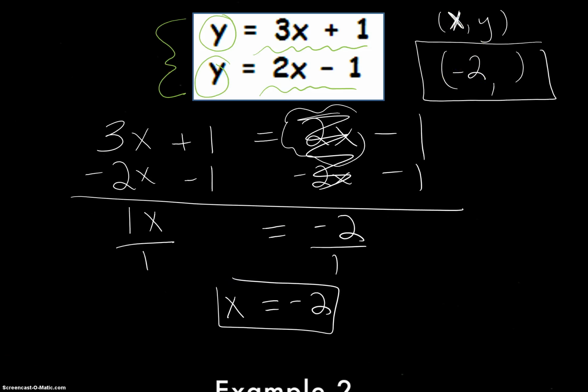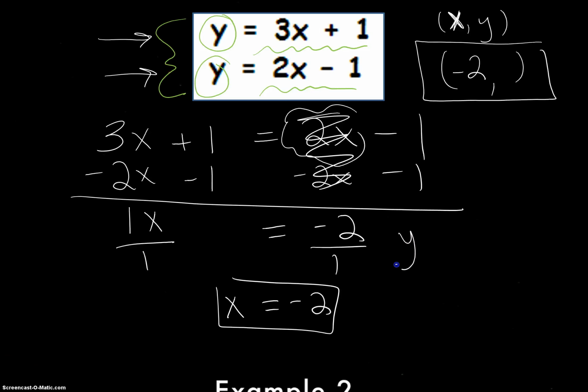But now I need to get my y value. So you could choose either the first equation or the second equation. I usually choose which one looks easier to me. Would you rather take negative 2 times 2 or negative 2 times 3? You could look here too. Would you rather add or subtract? I'm going to pick the top one.